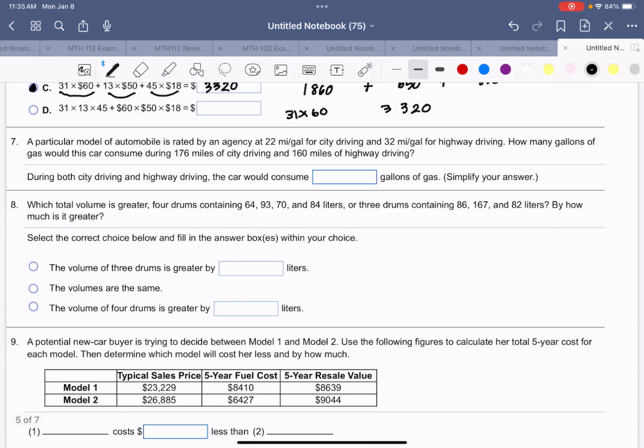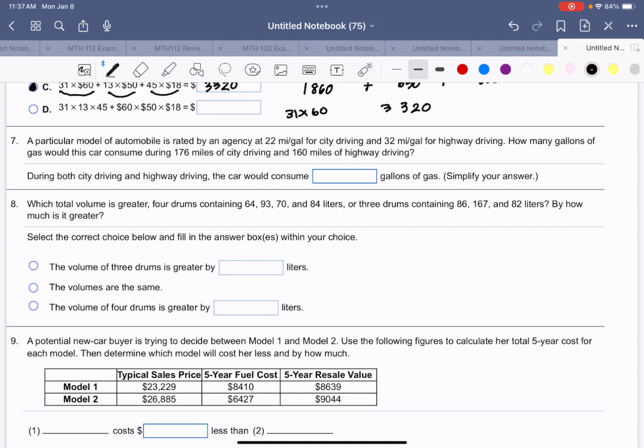Example number 7. A particular model of automobile is rated by an agency as 22 miles per gallon for city driving and 32 miles per gallon for highway driving. How many gallons of gas would the car consume during 176 miles of city driving and 160 miles of highway driving?